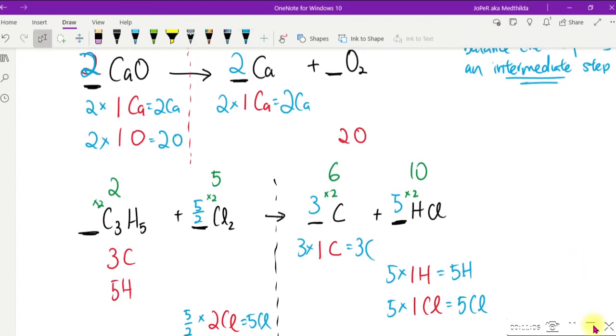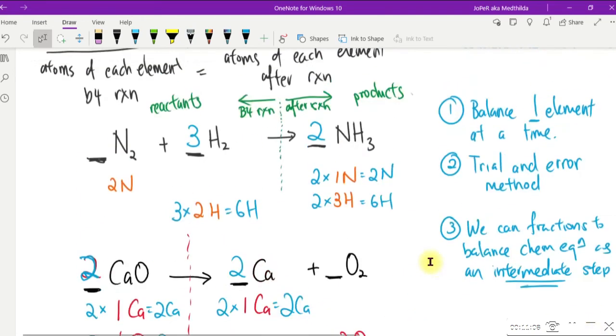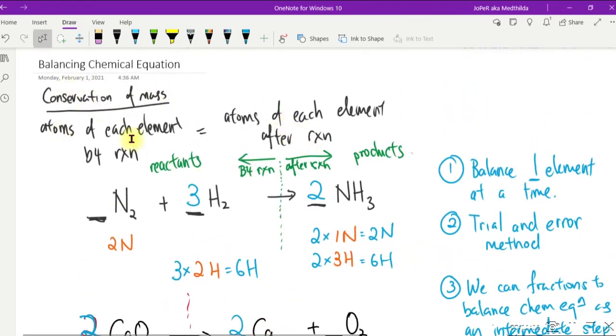So do take note, it's important to know the key concept, which is that it's all about the conservation of mass. Atoms of each element before the reaction must be equal to the atoms of each element after the reaction. That's all.